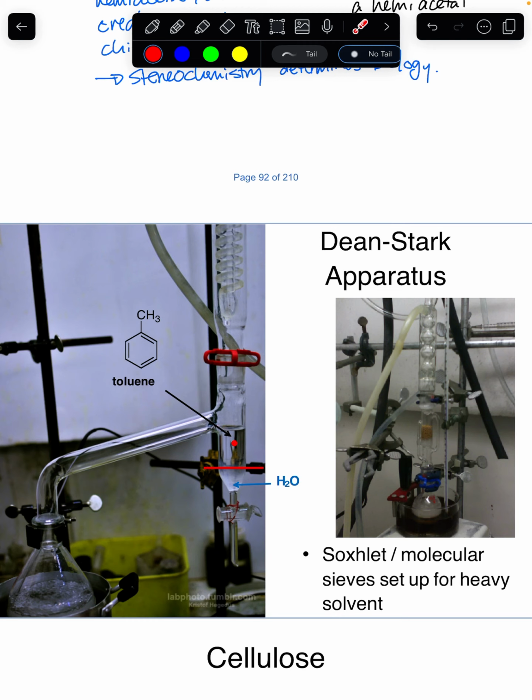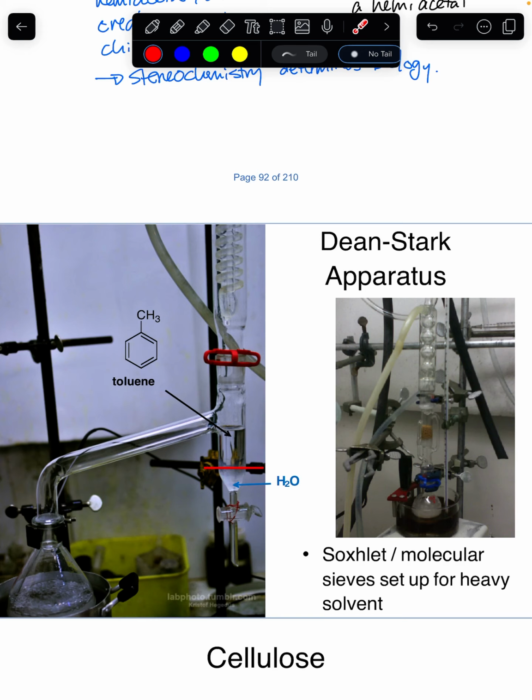So once this fills up, the organic solvent like toluene can flow back into the flask, but the water stays there at the bottom. And that's one way you can remove water from the equilibrium to drive the reaction to completion, even though all the mechanistic steps are reversible. So that's Dean-Stark apparatus.